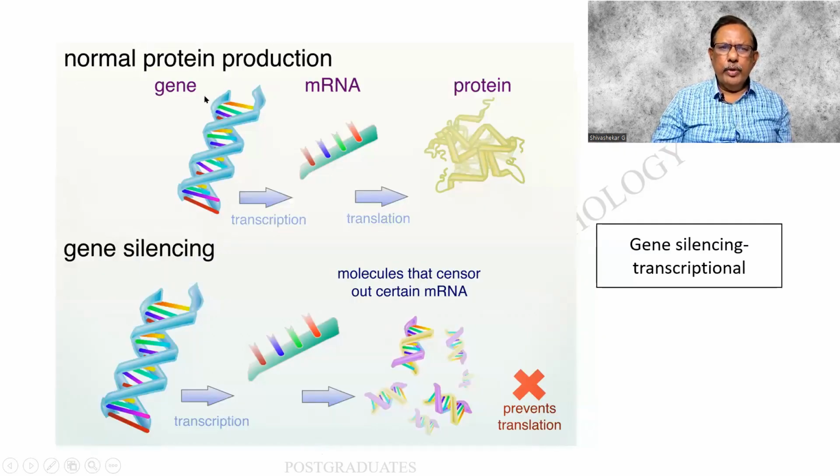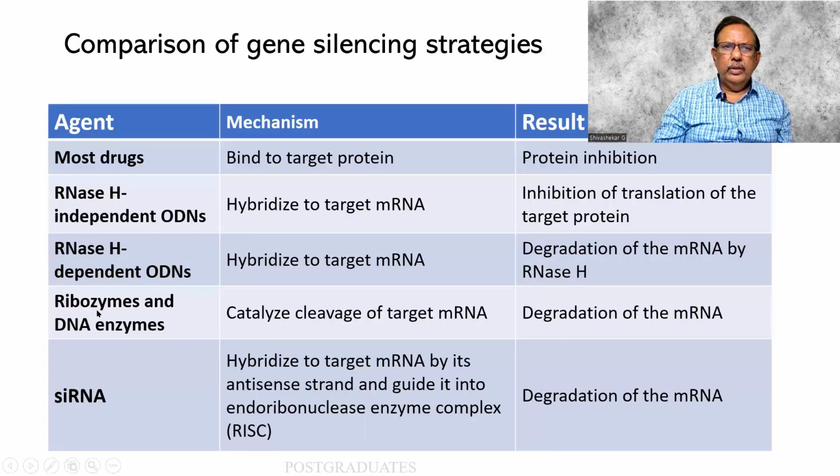This is a normal gene protein. There is a gene and there is a DNA, then there are the various nucleoproteins, there is a messenger RNA. Ultimately, there is a translation and a protein product is there, which is normal. In a case of gene silencing, there is transcription again, and you find that molecules that censor certain products of the RNA are being released. As a result, it prevents translation, and you will not be getting a complete product of that. So this can be used for therapeutic purposes.